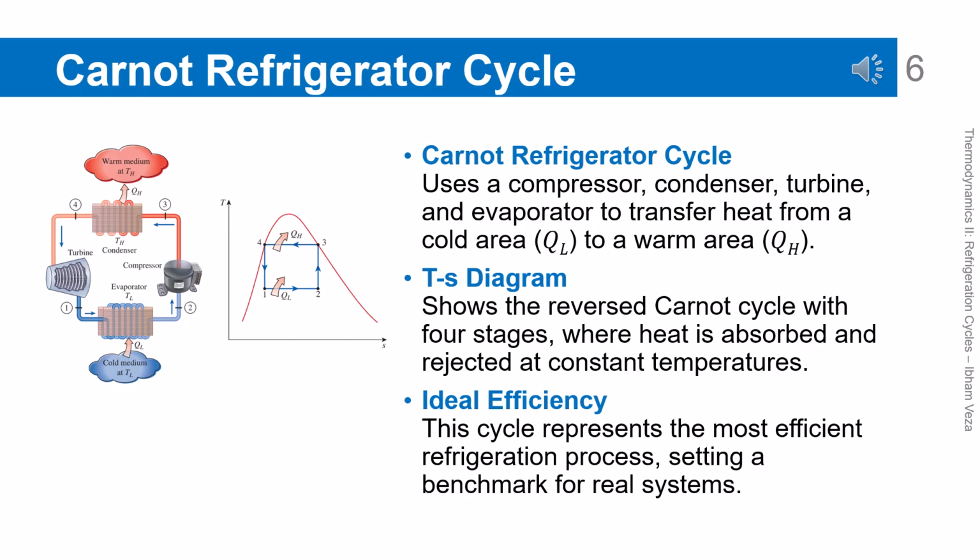Carnot refrigerator cycle consists of a compressor, condenser, turbine, and evaporator. On the TS diagram, heat absorption and rejection occur at constant temperatures. This cycle is completely reversible and has no irreversibilities. Therefore, its efficiency is the highest theoretically possible. In practice, this cycle is very difficult to implement.